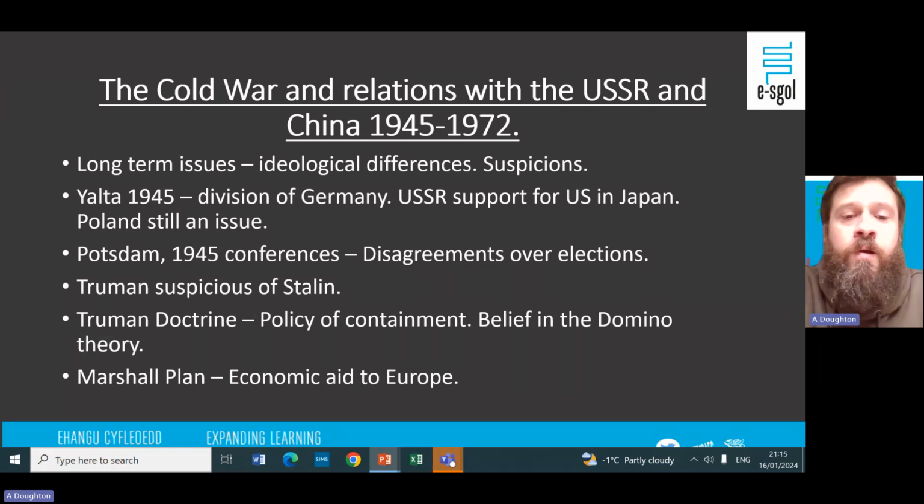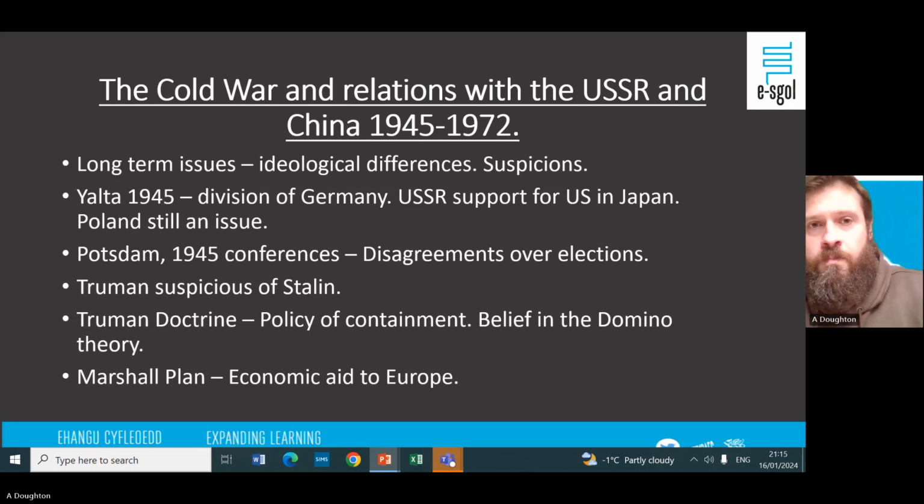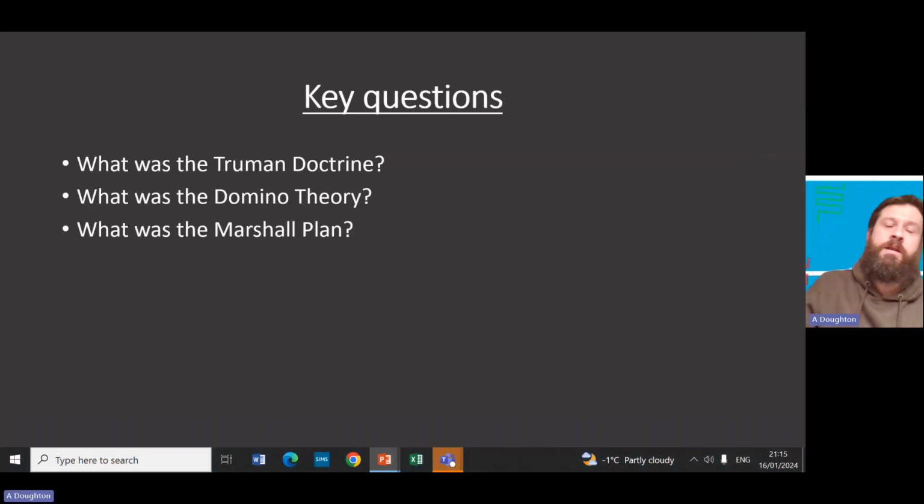In order to stop the spread of communism in Europe, they introduced something called the Marshall Plan, and this would provide economic aid to countries in Europe. So another minute then to consider what was the Truman Doctrine, what was the domino theory, and what was the Marshall Plan.